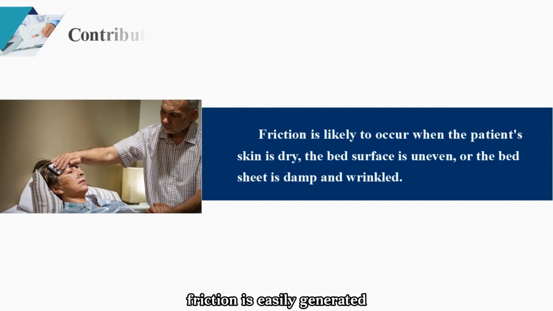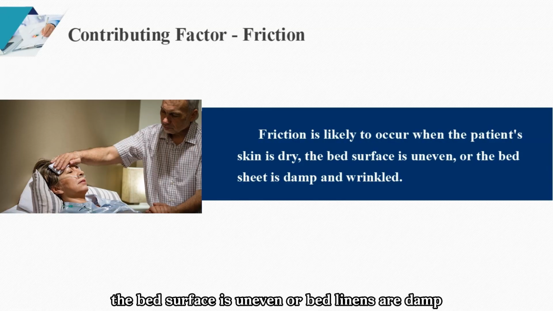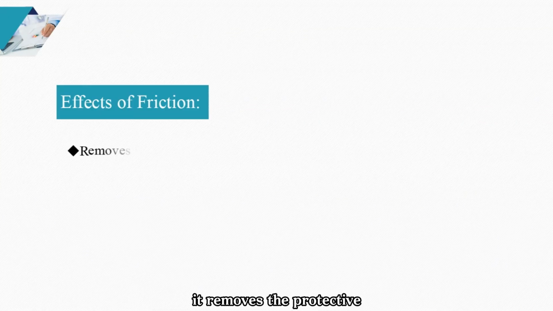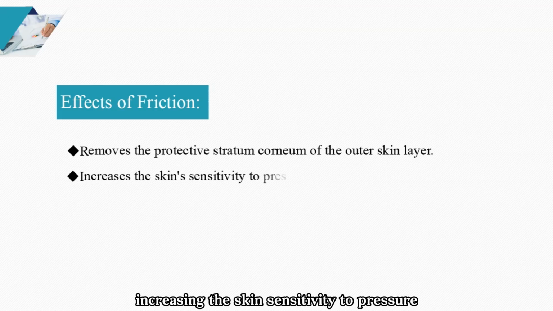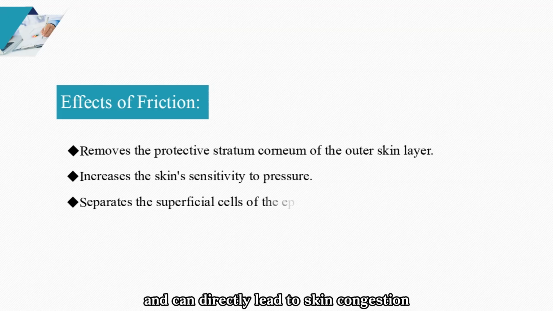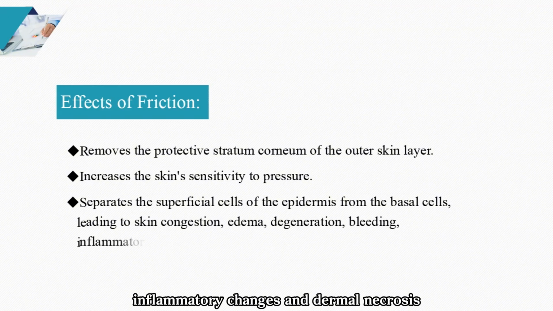Friction is easily generated when a patient's skin is dry and wrinkled, the bed surface is uneven, or bed linens are damp. It removes the protective keratinized layer of the outer skin, increasing the skin's sensitivity to pressure, and can directly lead to skin congestion, edema, bleeding, inflammatory changes, and dermal necrosis.